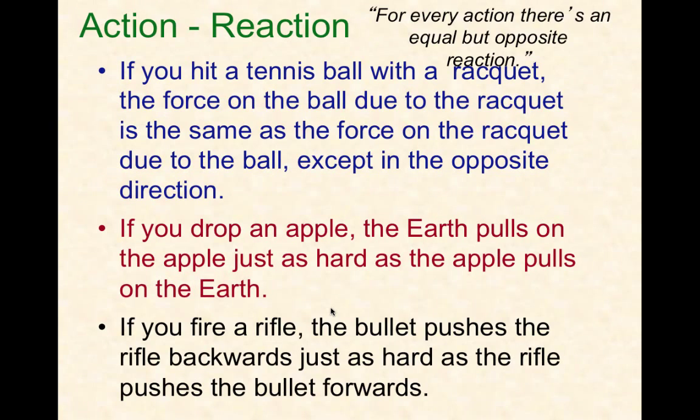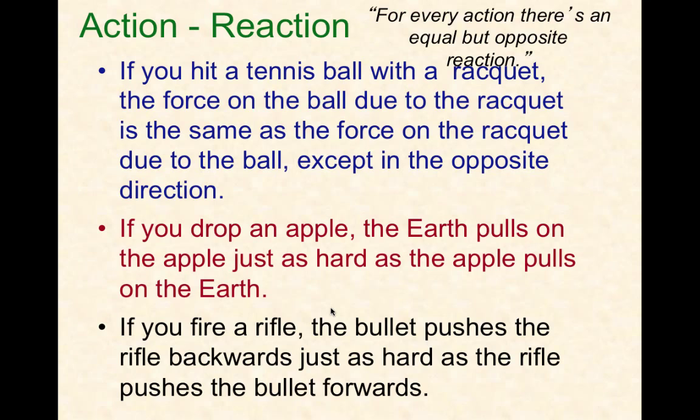The last of Newton's laws is the third law, which is the law of action and reaction. Usually you hear little third graders say it: for every action there is an equal but opposite reaction. And I think this can sometimes be, while it's very simple to say, somewhat counterintuitive.